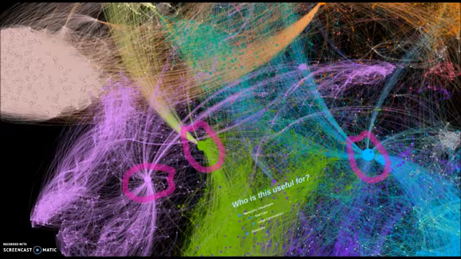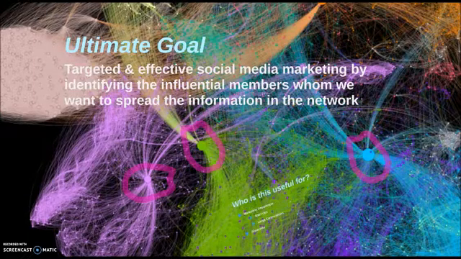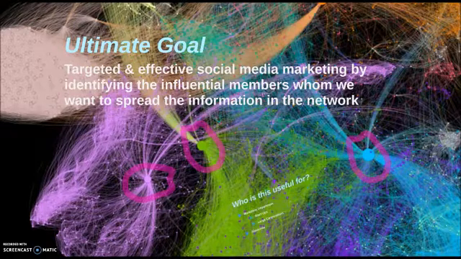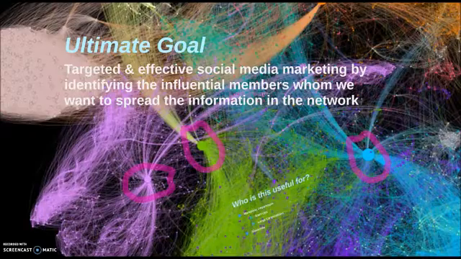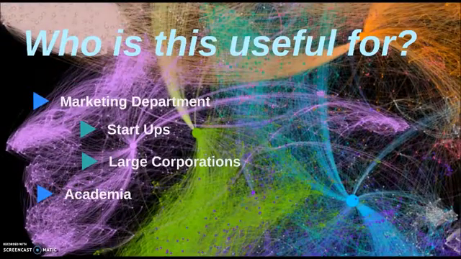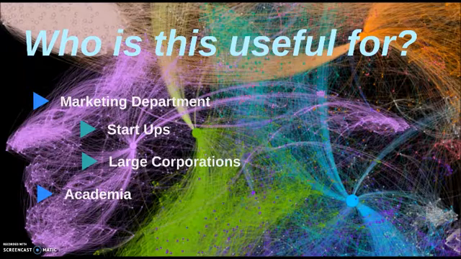Why is this important? It is important because it helps us to achieve our ultimate goal. We want a targeted and effective social media marketing by identifying the influential members whom we want to spread the information in our network. Who is this useful for? First of all, for marketing departments in startups, but also larger corporations. Furthermore, it is also useful for academia, for researchers who can analyze the spread of trends, or thinking about the current Brexit, the spread of beliefs, for example, in politics.